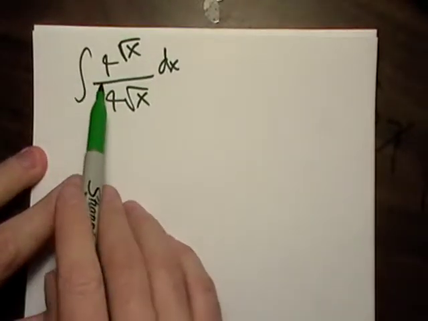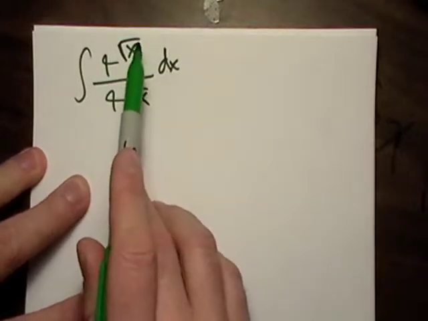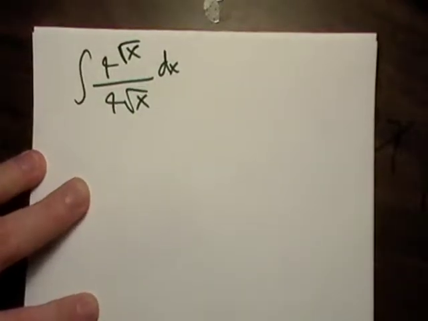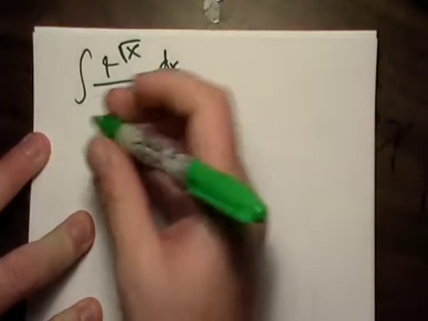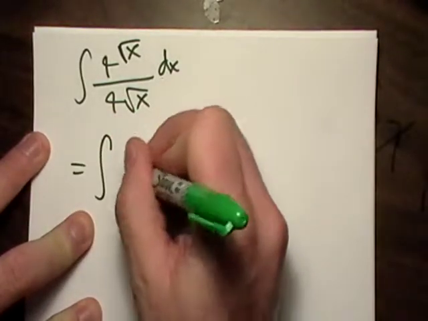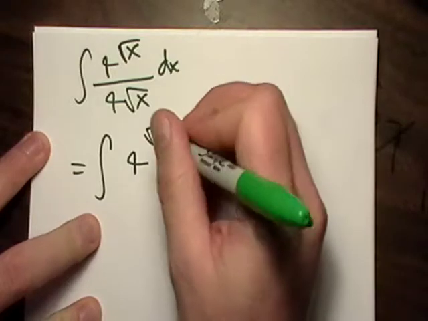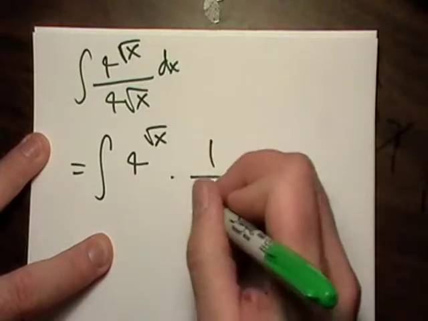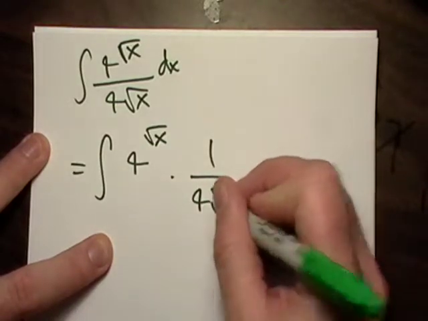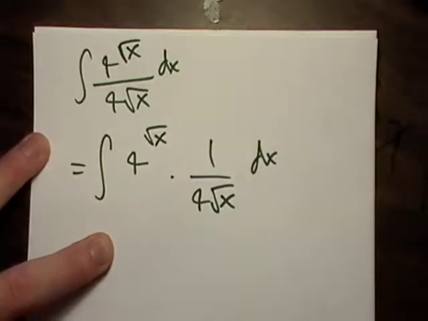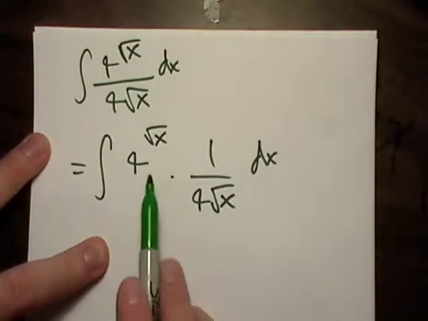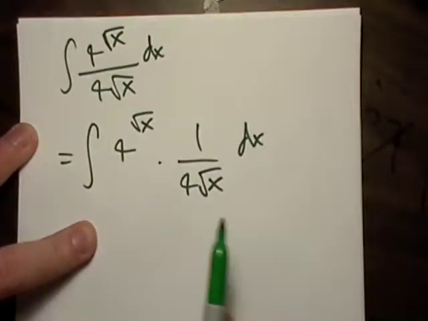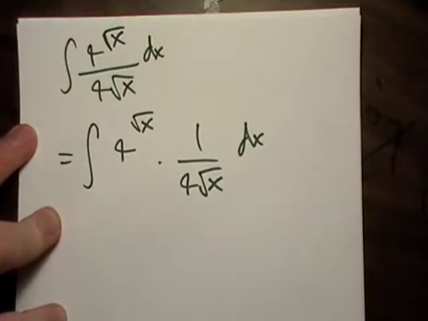We got the integral of 4 raised to the square root of x, divided by 4 times the square root of x. That's pretty weird. But let's rewrite it. Here's how I'm gonna rewrite it. Okay, that looks a little sloppy, but it's just 4 raised to the square root of x multiplied by 1 over 4 times the square root of x. That's the exact same thing.